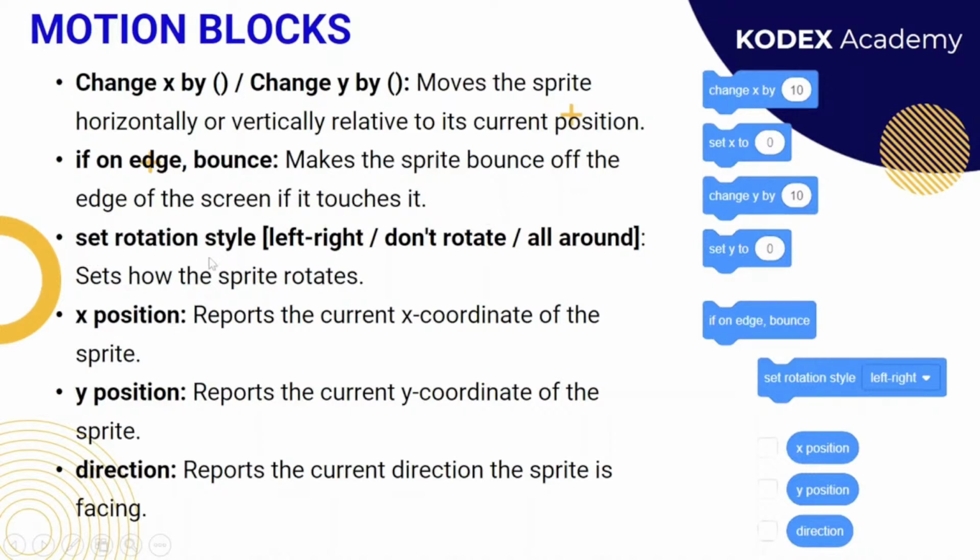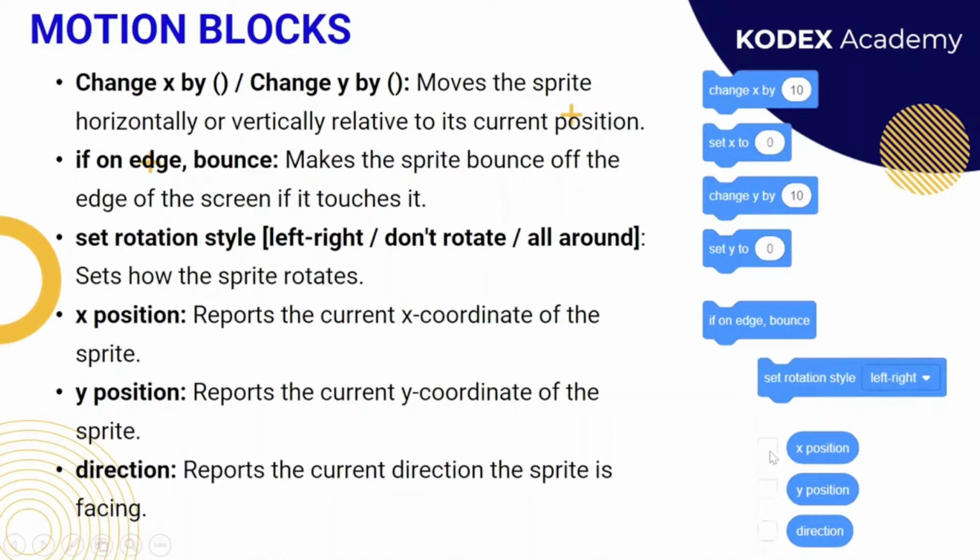Now the next one is set rotation style. Whenever you want to set the rotation style of the sprite, either it moves in a left to right direction, or it should not rotate, or it rotates in all directions, this decides how it will move across the whole screen. So you can set the rotation style of your sprite. Now this will show the X, Y and direction position of the sprite currently. Whenever you want to see the current X position, Y position and the direction of the sprite, you just need to click over here.